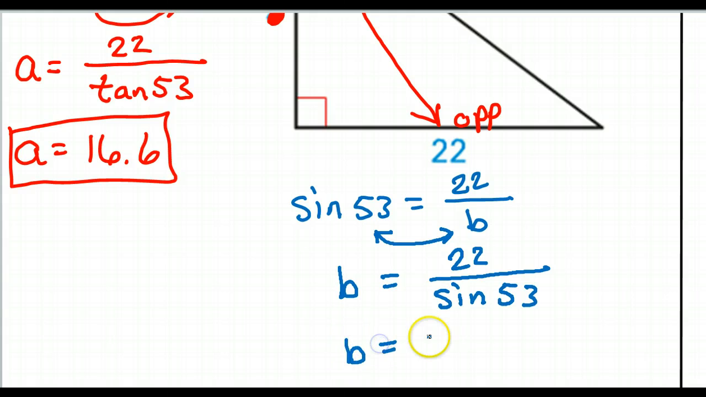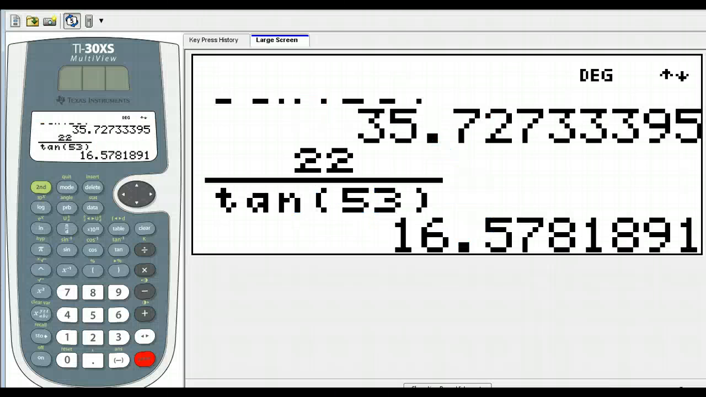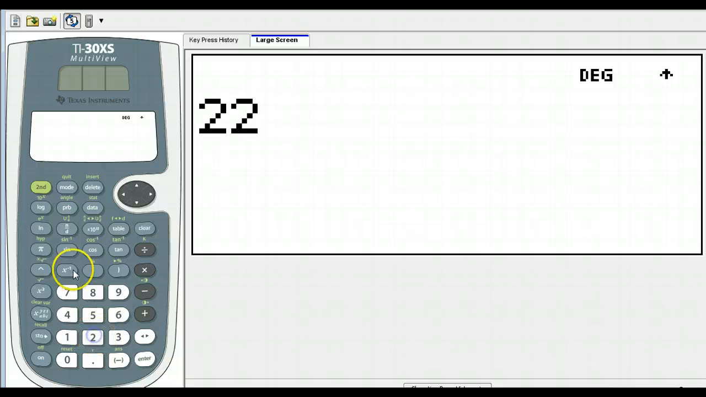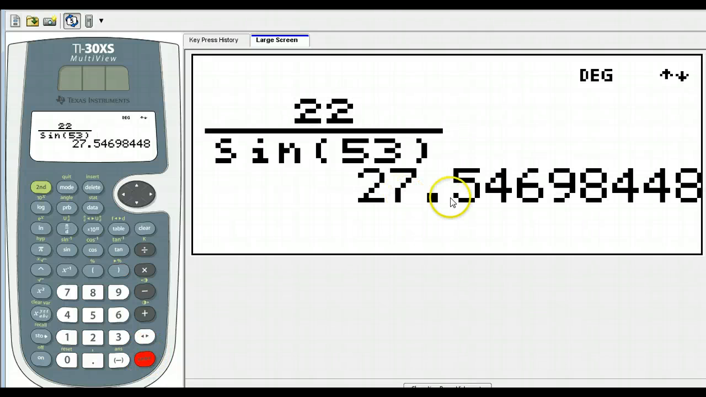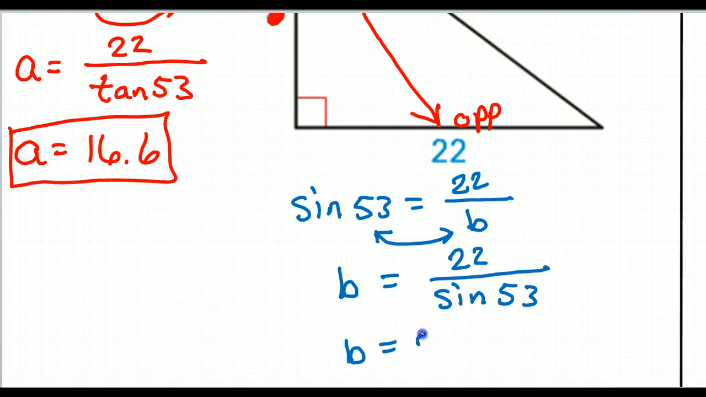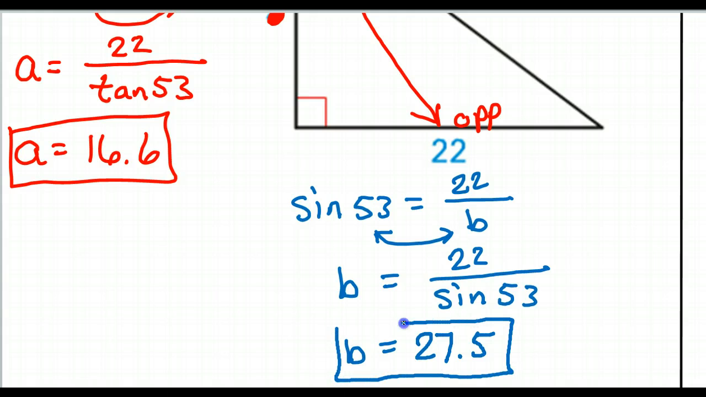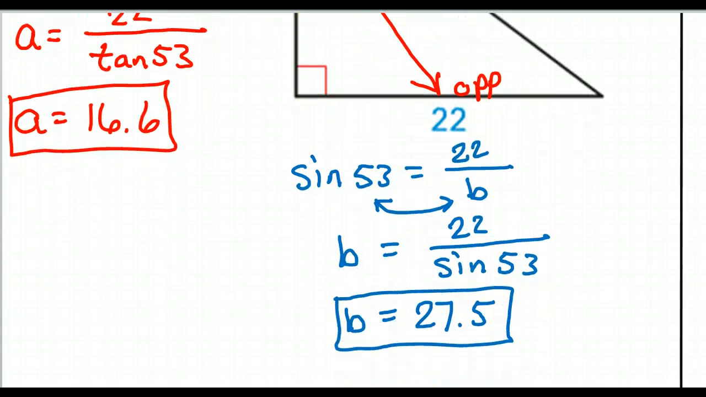So B equals 22 over sine 53. 27.5. Okay, so that is how you find A and B.